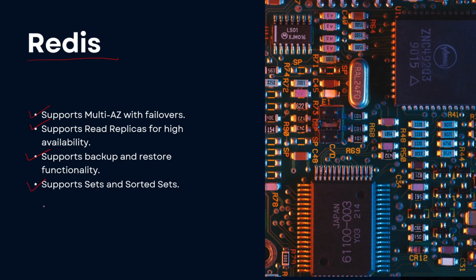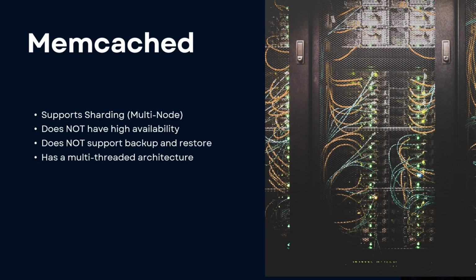And it also supports sets and sorted sets. Moving on, we're going to talk about Memcache now. Memcache supports sharding. So when you create partitions, multi-node partitions for storing your data. If you know about MongoDB or NoSQL based, over there, sharding takes place. That is partitioning. So that's the same thing that Memcached supports.